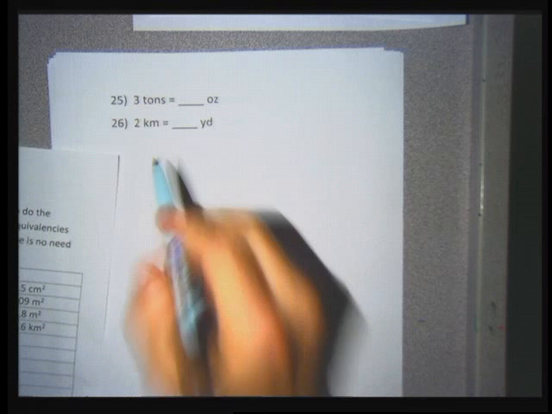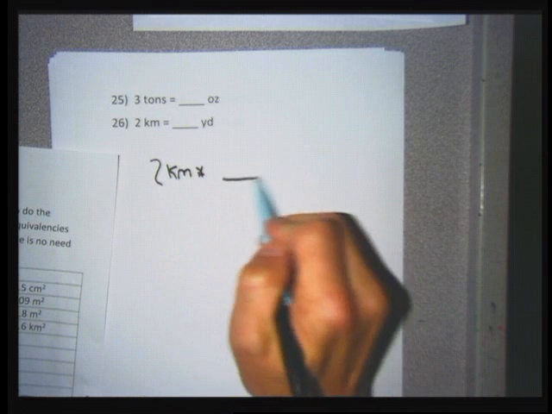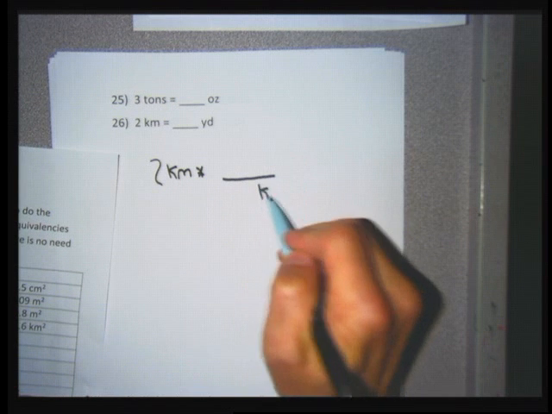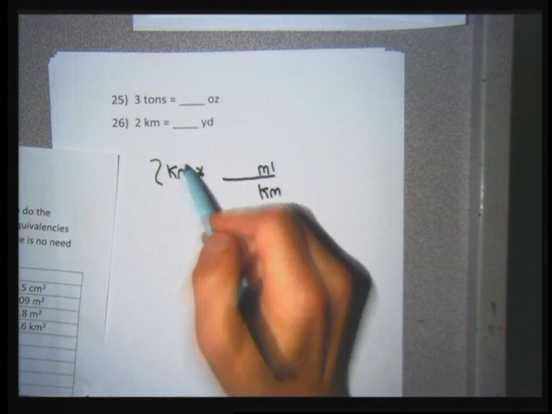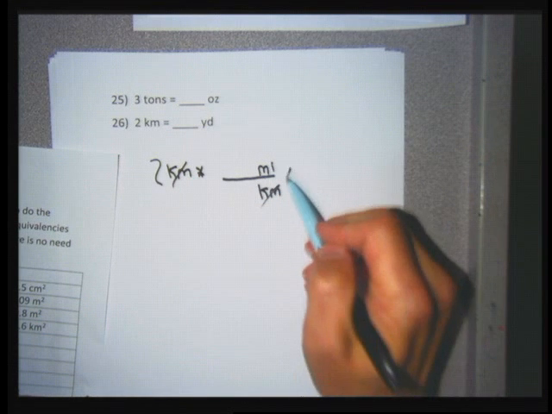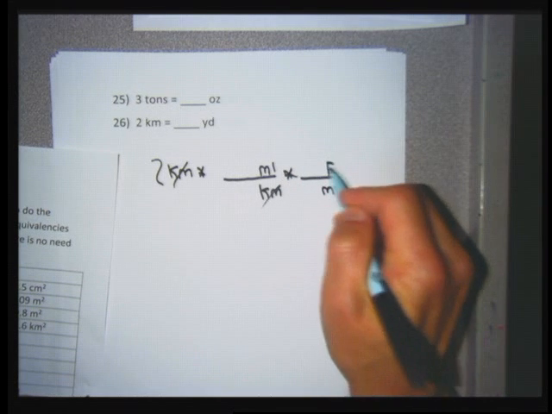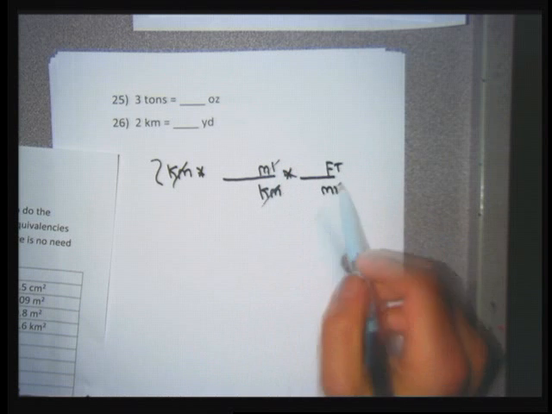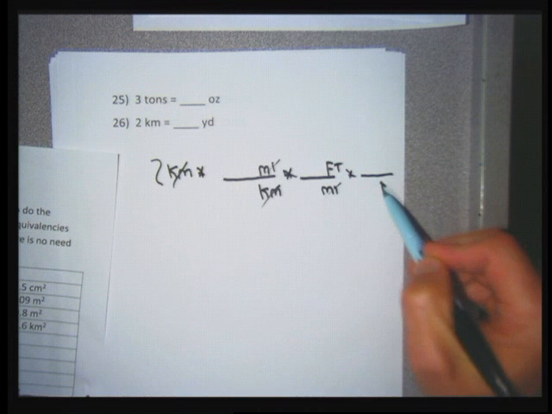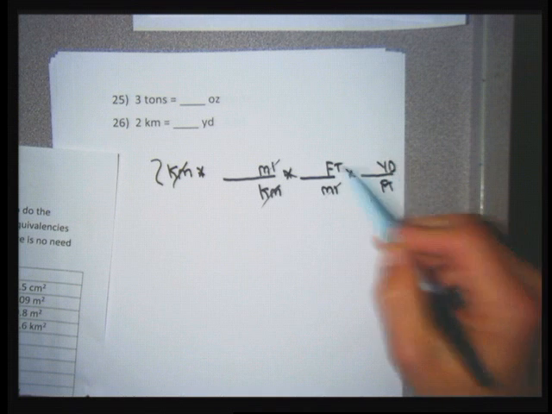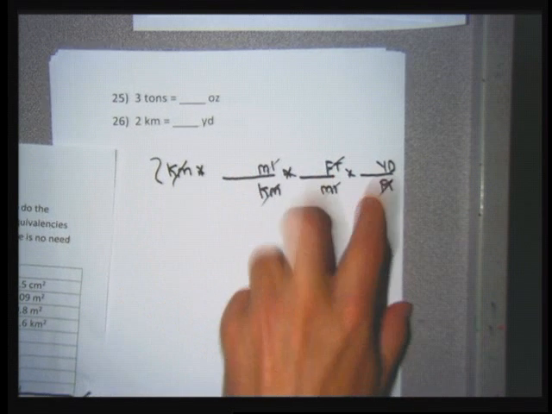So for my 26, I'm going to start with my 2 kilometers. And the only units I have that have kilometers are from kilometers to miles. So I'm going to multiply by the unit that relates kilometers to miles to get rid of the kilometers. Now I want to get rid of the miles, and the only unit that I have that has miles compares miles to feet. So that will allow me to get rid of the miles and end up with feet. And then I can get rid of the feet and end up with the yards. So my units will cancel out perfectly. Kilometers cancel, miles cancel, feet cancel, I'm in yards.